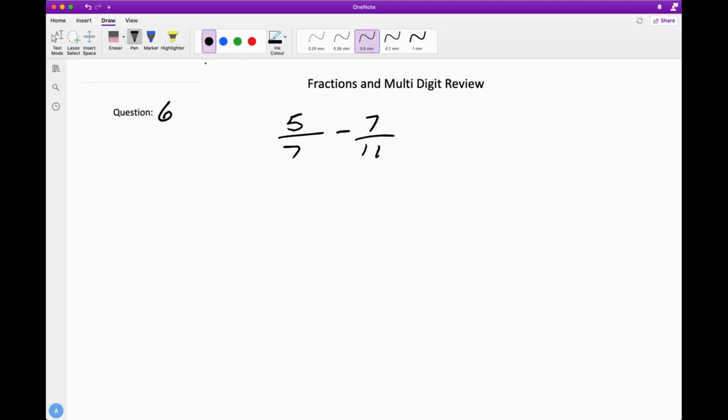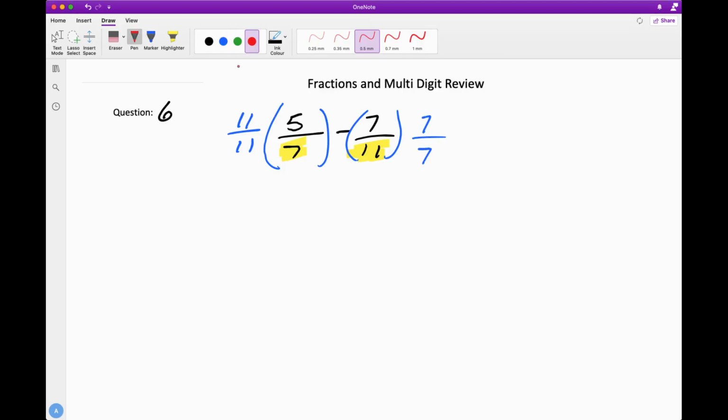Okay, question number 6, 5 over 7 minus 7 over 11. Same thing, we need to find common denominators. And since 7 and 11 are both prime, I know that my common denominator is going to be when I multiply them together. If you don't know that, as I showed you in your first couple questions, please just write out all of your multiples for 7 and 11. So in order for me to get to 77, I would have to multiply 7 by 11, and I'd have to multiply 11 by 7.